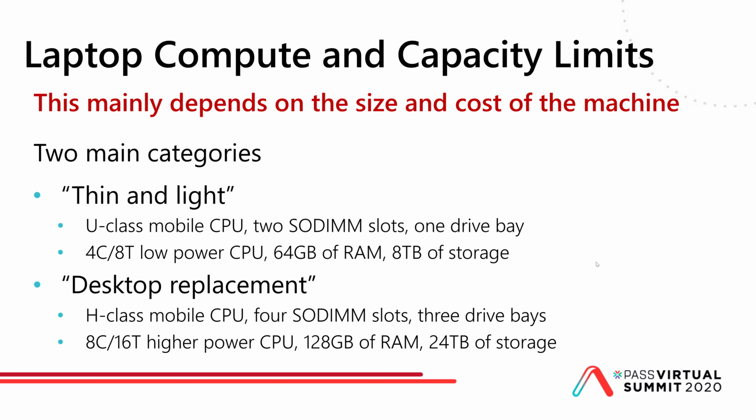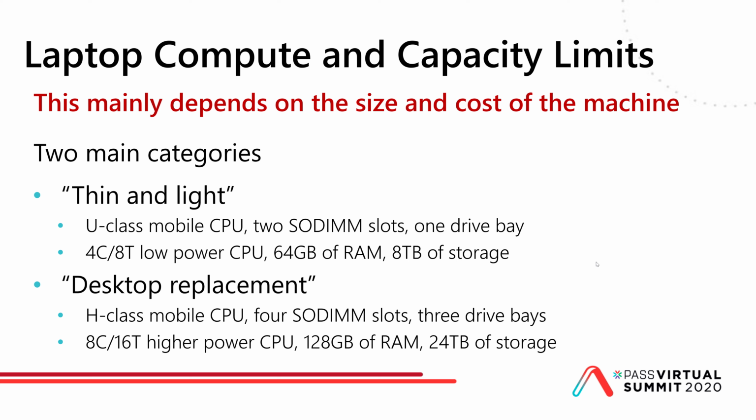And so typically these sorts of laptops have a 4-core, 8-thread, low-power mobile CPU, and they're limited to 64 gigs of RAM with newer machines. Older machines might be 32 gigs or even 16 gigs. And then if you've got one drive bay, that means the most you can possibly have is 8 terabytes of internal storage.